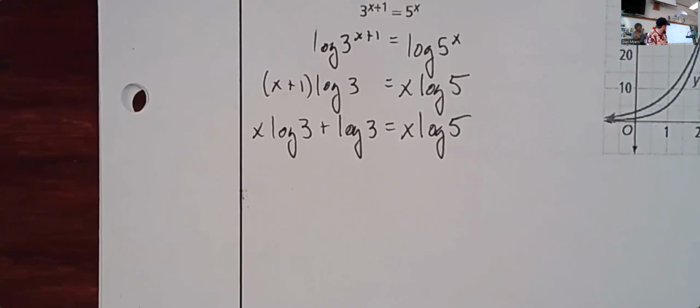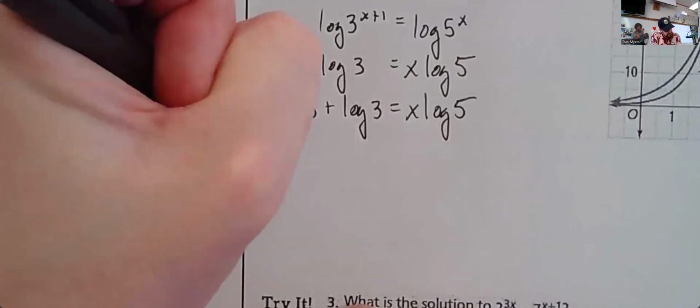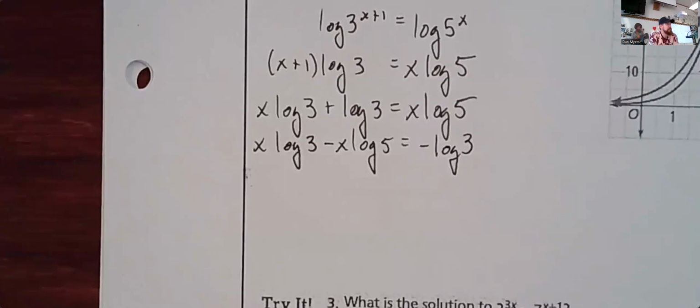I'm going to do something next, and I want you to tell me what just happened, all right? I'm going to write this. X log 3 minus x log 5 equals negative log 3. What just happened there?